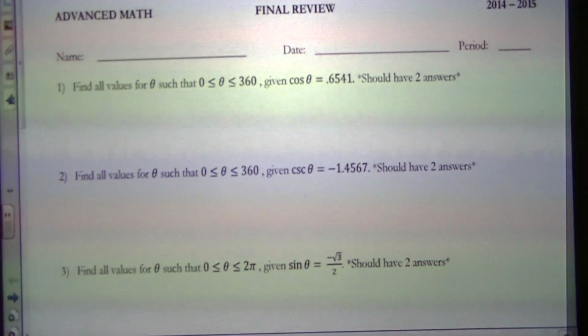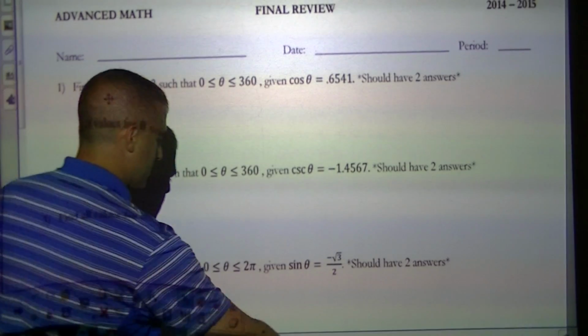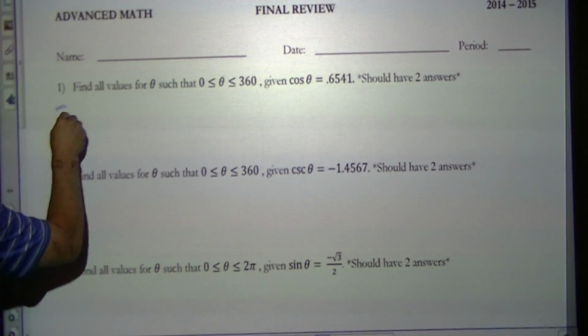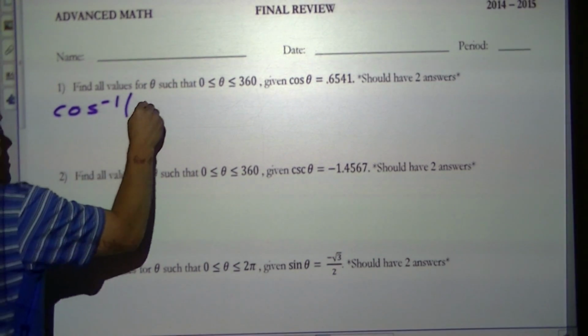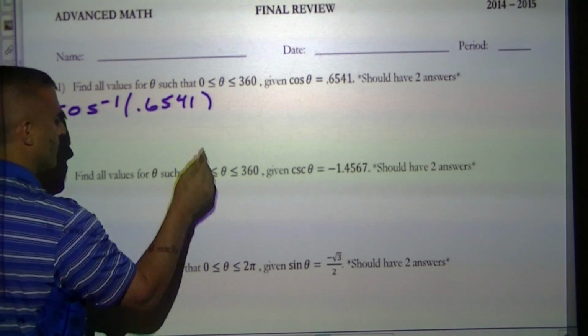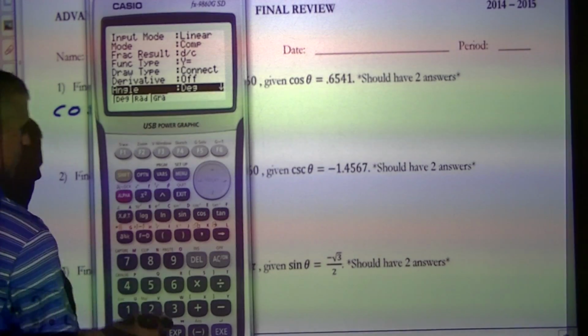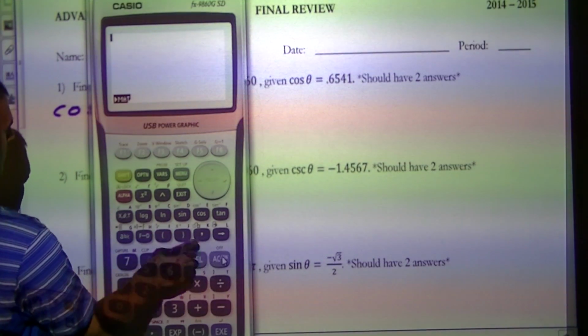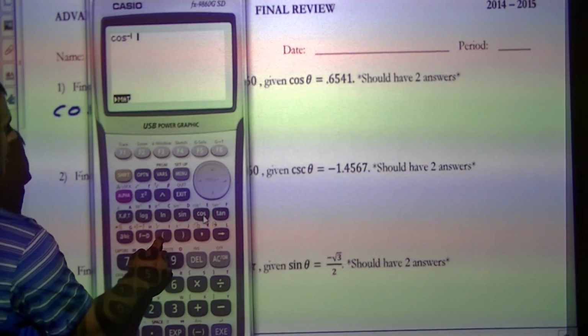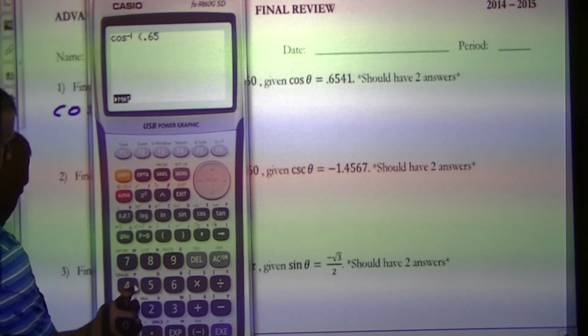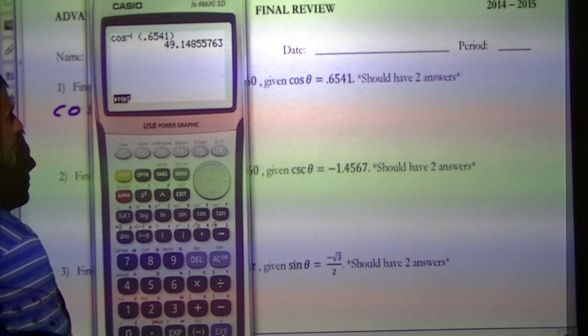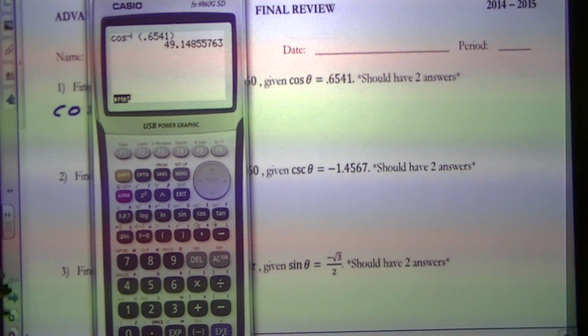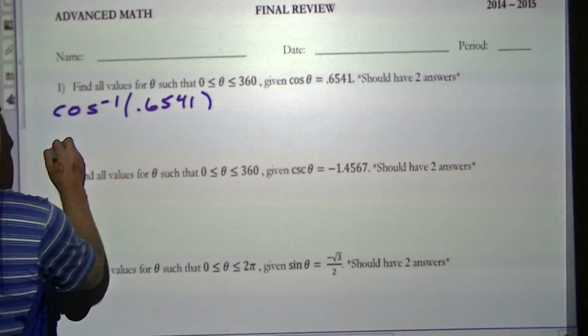The first example says find all the theta where theta is between 0 and 360. What you do is you do cosine inverse and put in that amount. Shift, cosine. I'm going to put in 0.6541. That gives me my first angle, which is 49 degrees, the first one that works.